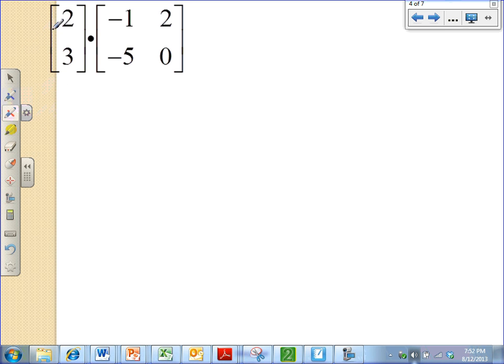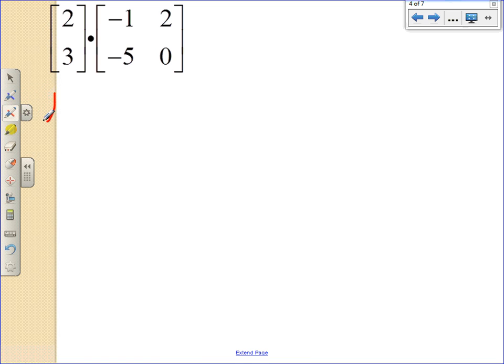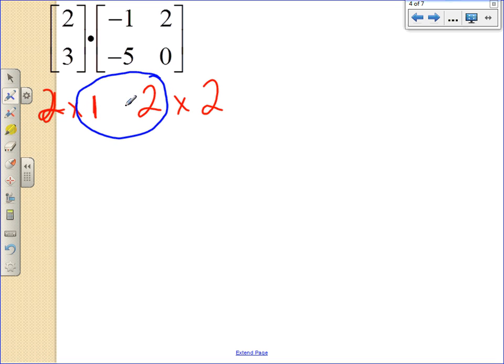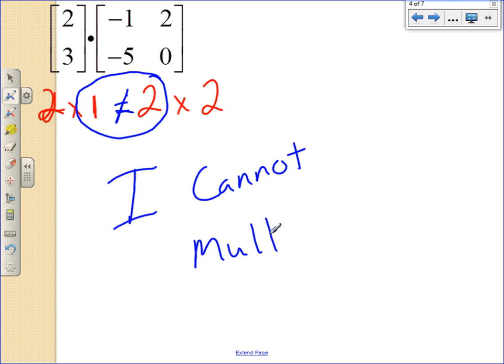So remember, rows go first. So I have a 2 by 1 here. And then this one is a 2 by 2. Uh-oh. Well, what do we happen to notice? My two inside numbers are not equal to each other. And when they're not equal to each other, therefore, I cannot multiply. And if this was a test or a quiz, that's all you would say, and you'd be done.